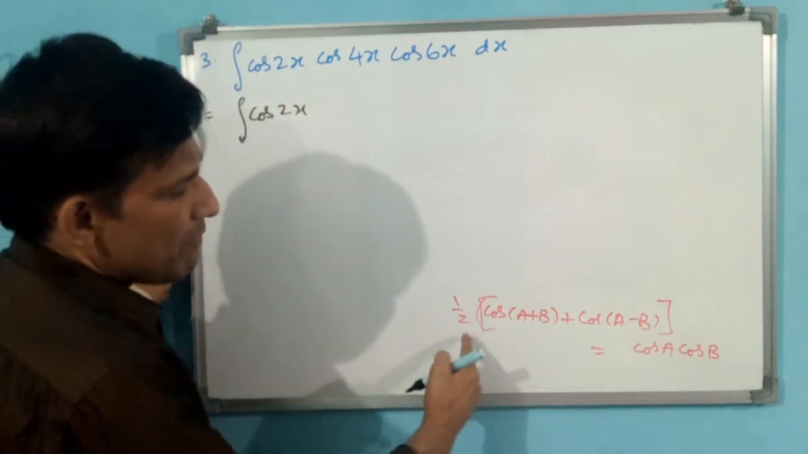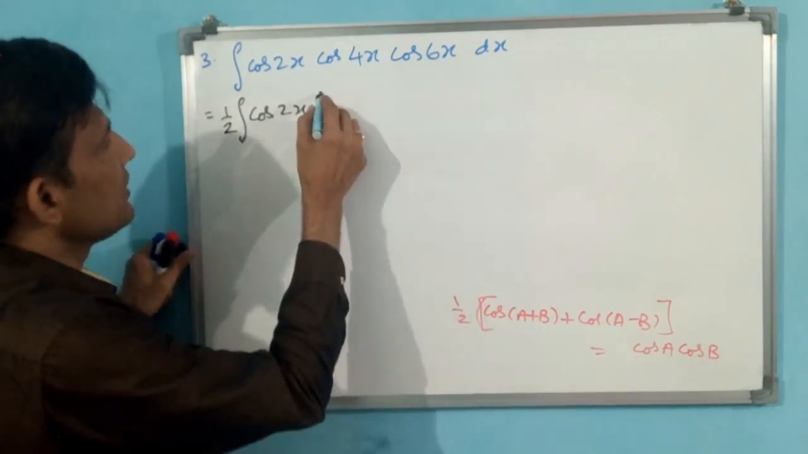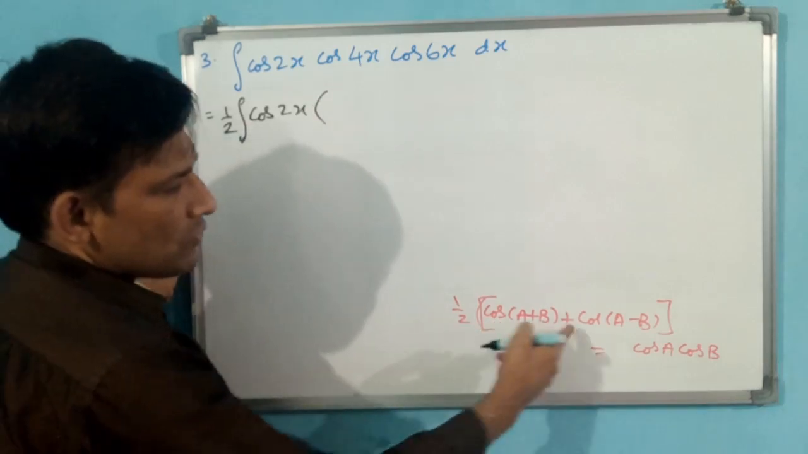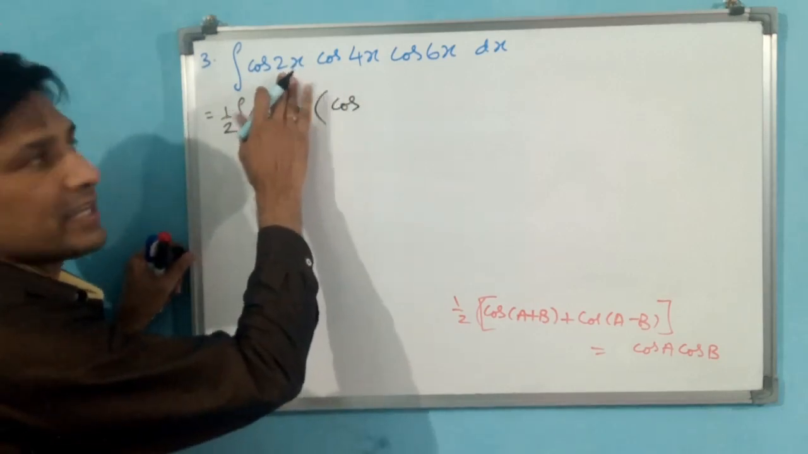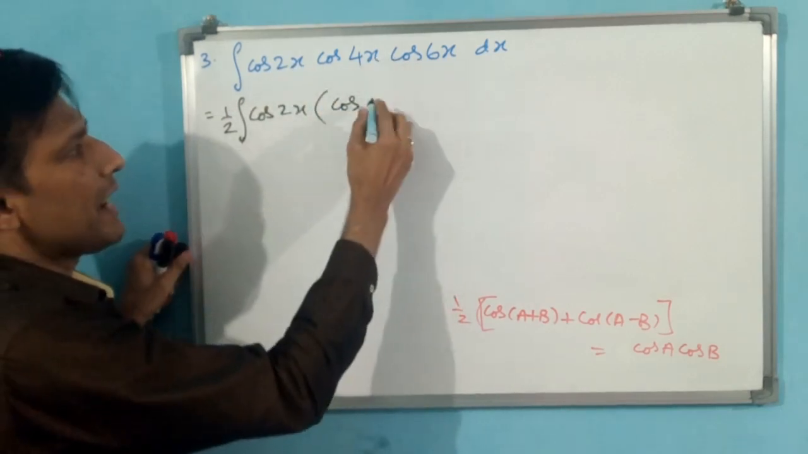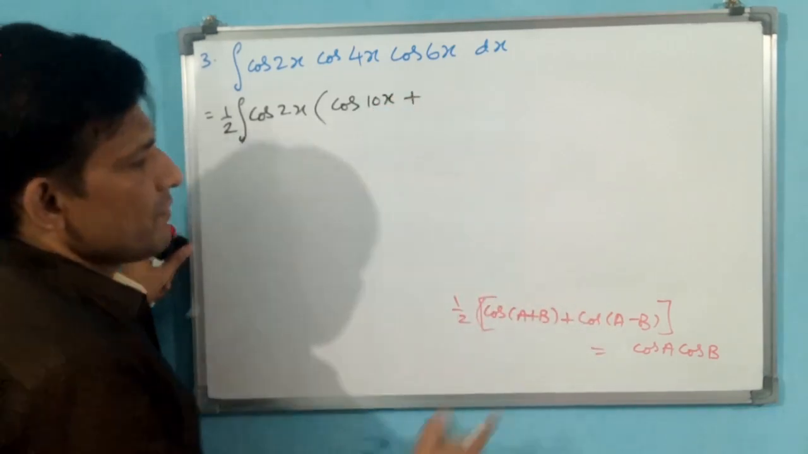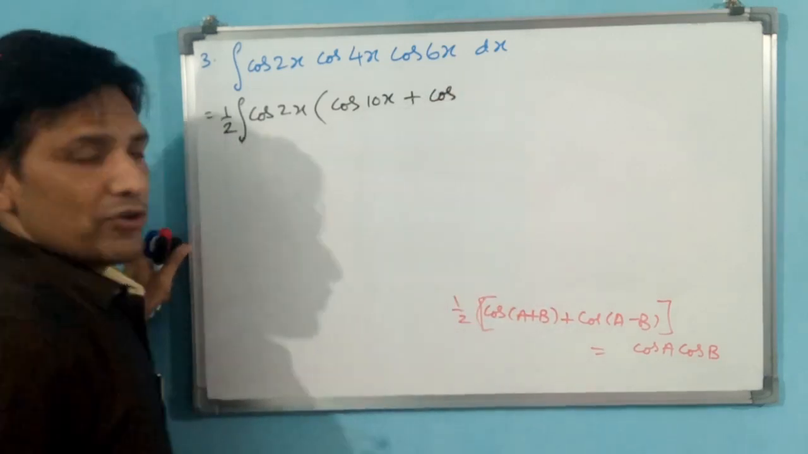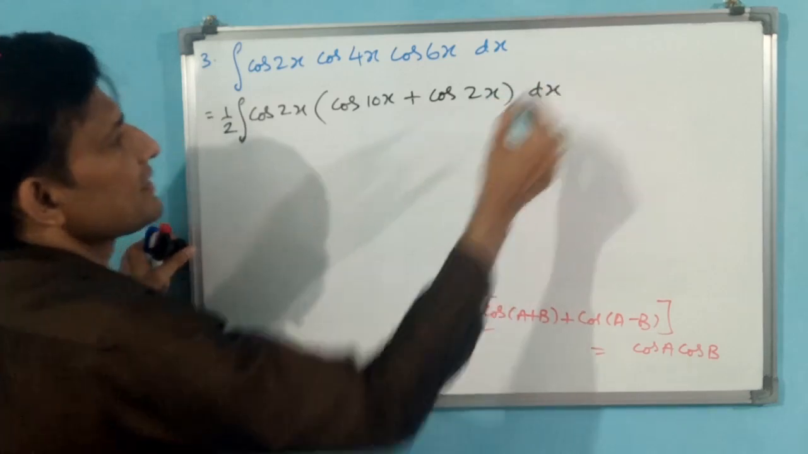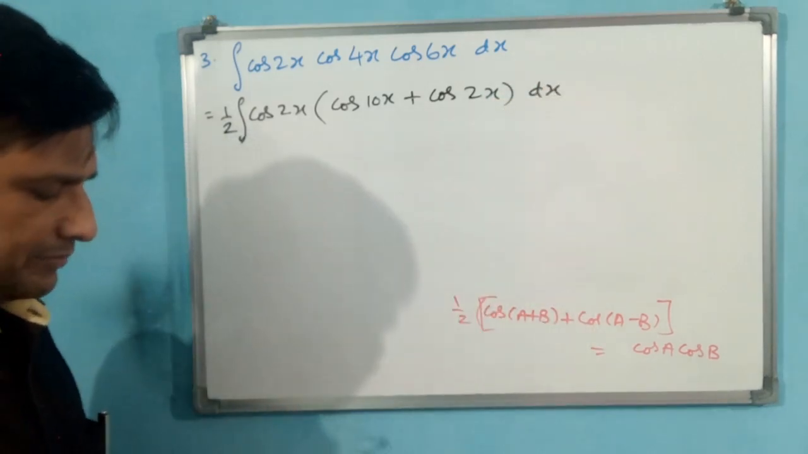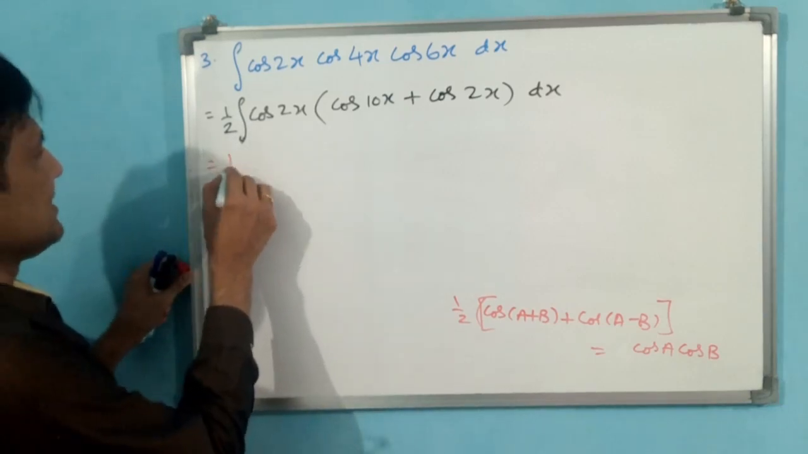Okay. See, 1 by 2 you have to take, that means 1 by 2 I have already taken outside. 1 by 2. Okay. Then cos of a plus b, cos a plus b. A plus b means what? See, 2x we are not taking, we are taking only these two. A, b, 10x plus cos a minus b, 6 minus 4, 2x dx. Okay. 1 by 2 will be like this only.